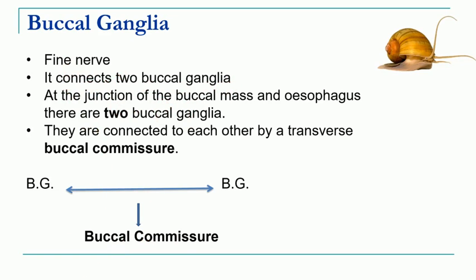And where is it situated? These buccal ganglia are situated at the junction of the buccal mass and esophagus, right? And two similar buccal ganglia are connected by the buccal commissure.